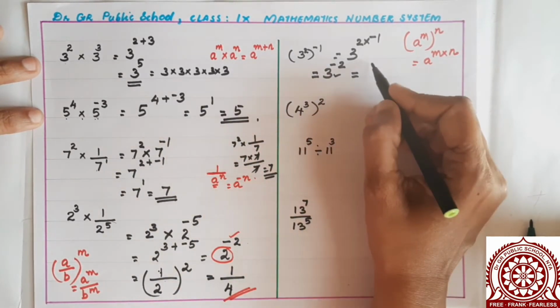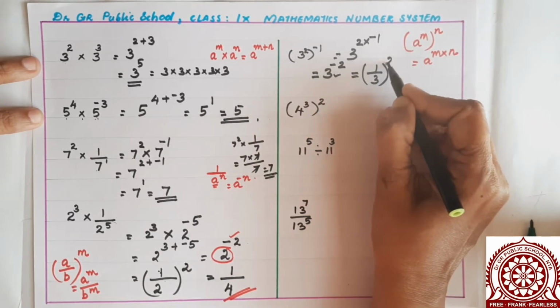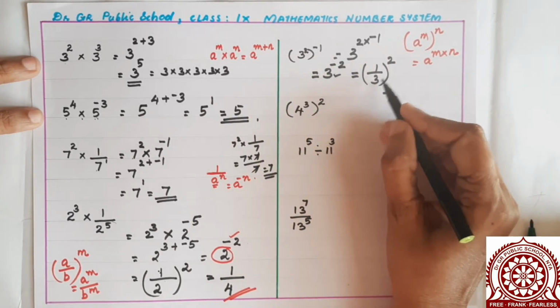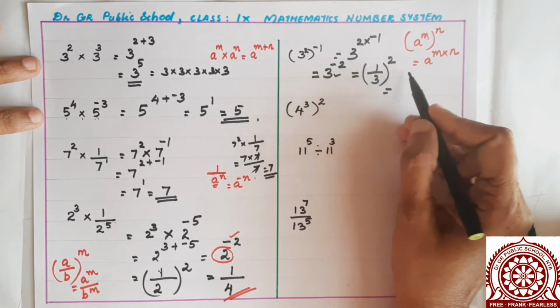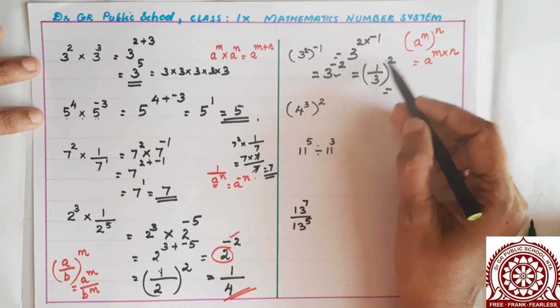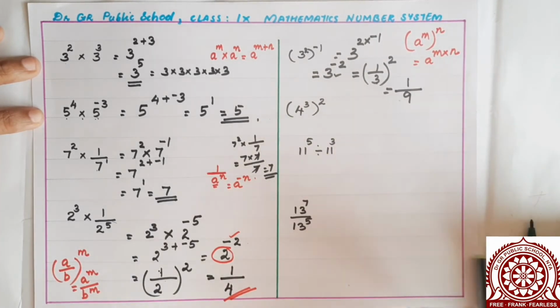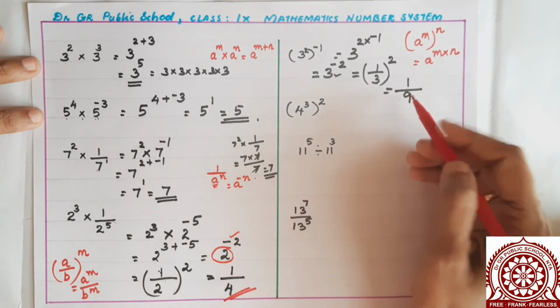Reciprocal of 3. 1 by 3, then positive power 2. So what is 1 by 3 the whole square? 1 by 3 into 1 by 3 you can take, or you can take the power. 1 square is 1, 3 square is 9. So what is the answer? 1 by 9.